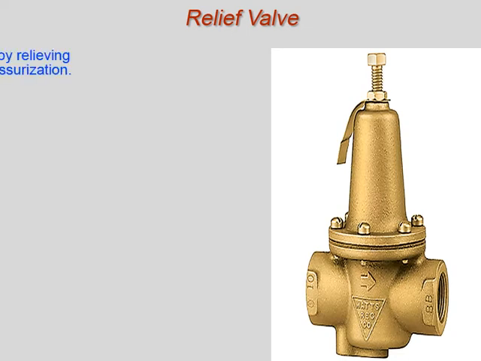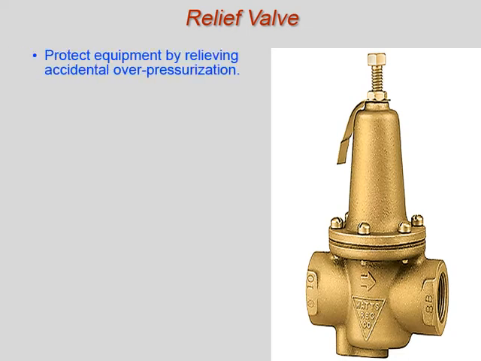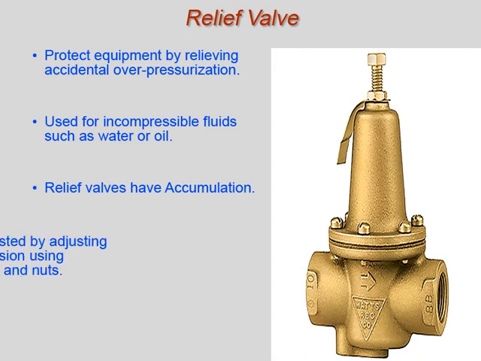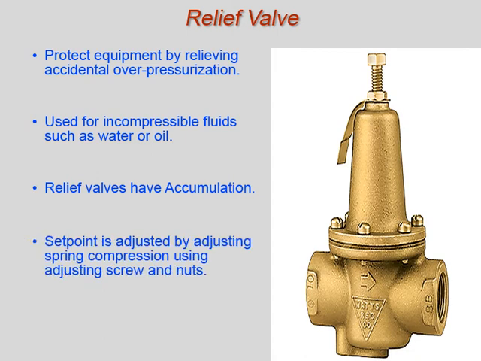The purpose of a relief valve is to protect equipment by relieving accidental overpressurization. A relief valve is used for incompressible fluids such as water or oil. Relief valves have accumulation. A relief valve set point is adjusted by adjusting spring compression using an adjusting screw and nuts.